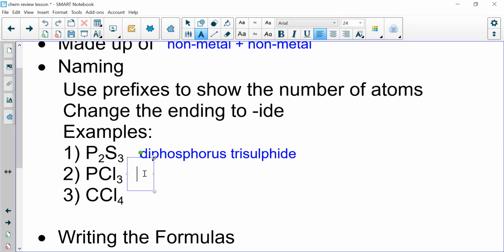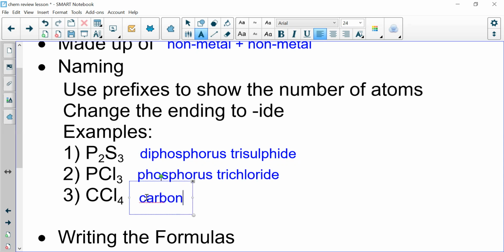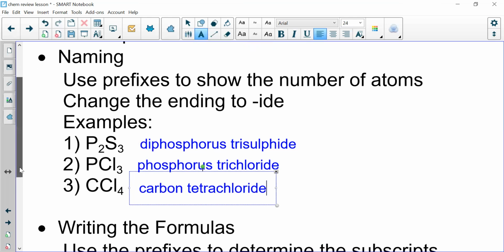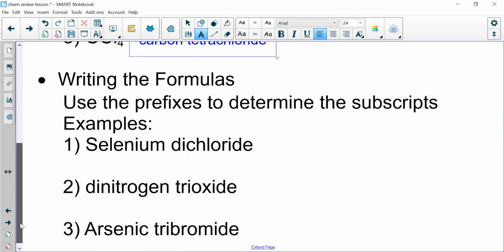How about PCl3? Phosphorus trichloride. Awesome, Kara. Phosphorus trichloride. And how about CCl4? Carbon tetrachloride. Good, Stephanie. Again, these are all on the right side of my periodic table. Okay, so they're all nonmetals bonded with nonmetals. Writing the formula, use the prefix to determine the subscripts. We like this kind because we don't really have to worry about charges or any of that other stuff.